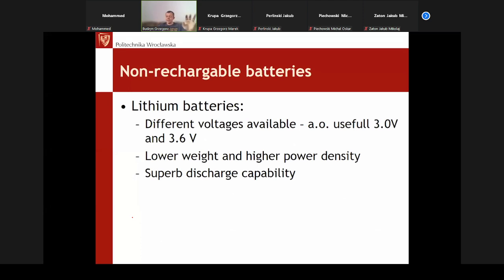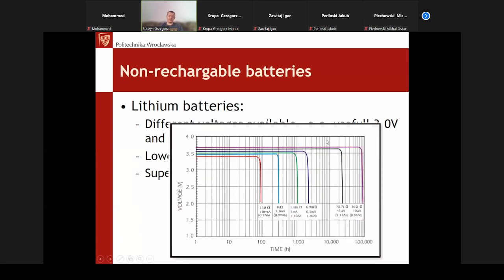So lithium batteries have lithium inside, but in combination with various elements. The good thing about lithium is exactly the super discharge capability, because that's what we can get from the lithium battery. So the voltage is higher, but the voltage, take a look, is usually constant or almost constant throughout the discharge cycle.